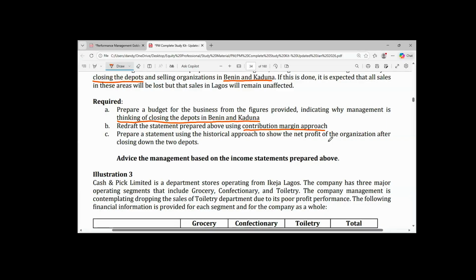So that is the question. In the A requirement, you have to prepare a budget for the business from the figures provided, indicating why management is thinking of closing the depots in Benin and Kaduna. Now, from this requirement, something should tell you that this question relates to deleting of a segment. Why did I say so? Because the examiner has told you that management is thinking of closing the Benin and Kaduna depots. All right, this is a deleting of a segment.